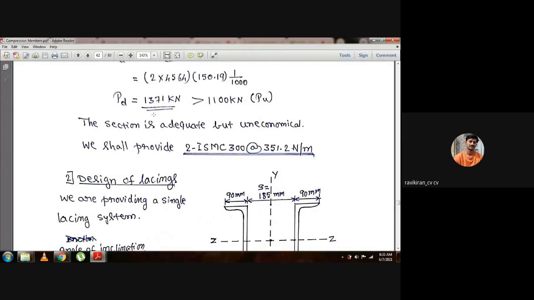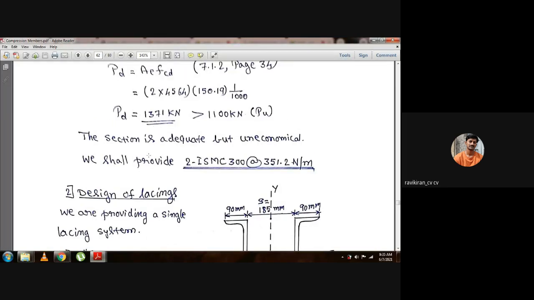So what we can say after looking at these values is that the section is adequate, but it is uneconomical. But okay, the section is adequate. Let us write down: we shall provide two ISMC 300 at 351.2 Newton per meter. If you want to revise the section, you can revise, or else just make a statement and continue.